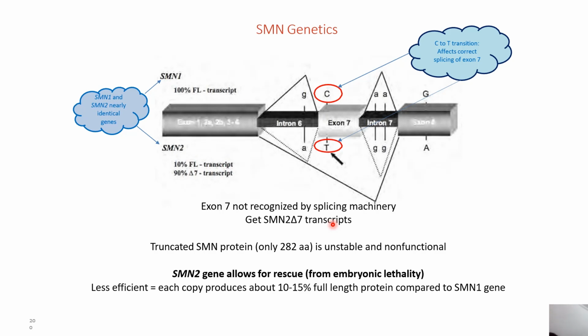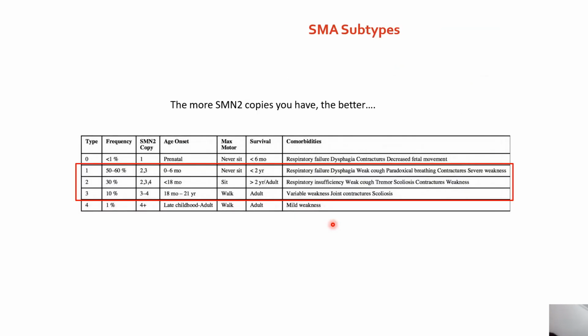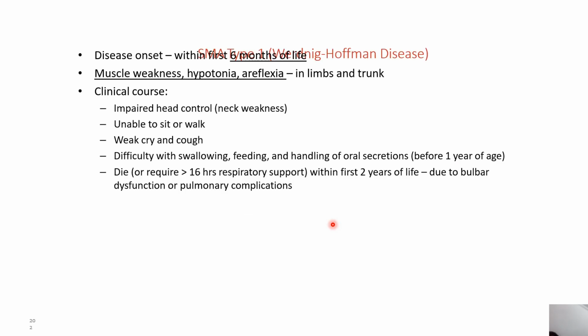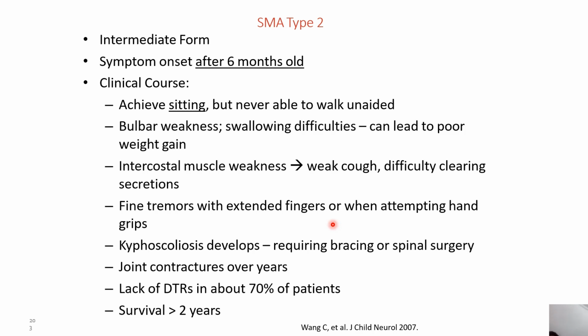So these are the symptoms of SMA type 2. I already discussed all of this. SMA type 3 is also called Kugelberg-Welander disease. These are the symptoms of SMA type 3. Just go through them. I have already spoken about all these.